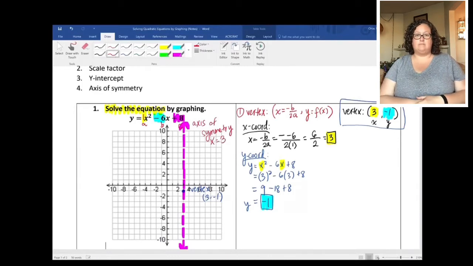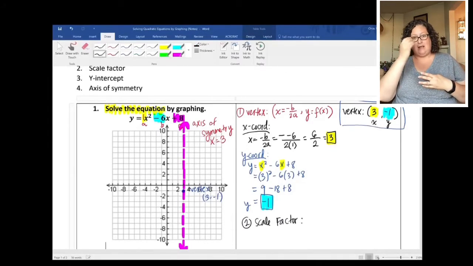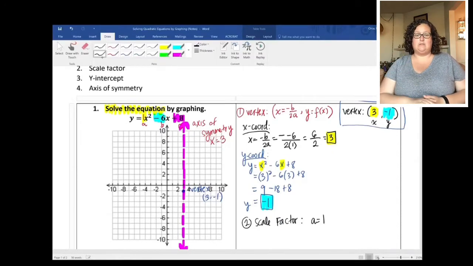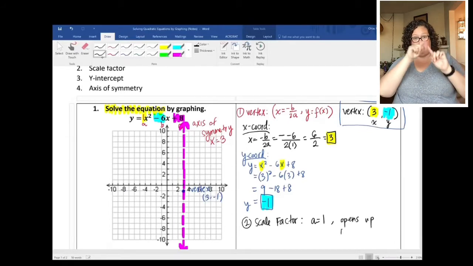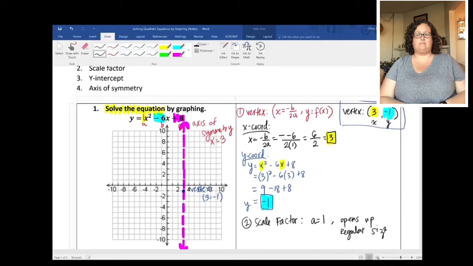Next step, let's use our scale factor. Step number 2. Scale factor. Our scale factor is 1, which tells me that the parabola opens up and is of regular size. So from the vertex, I want to go 1 unit to the right and 1 unit up because A is 1. If I have a point on the right side, I automatically have a point on the left side. Draw the reflection.